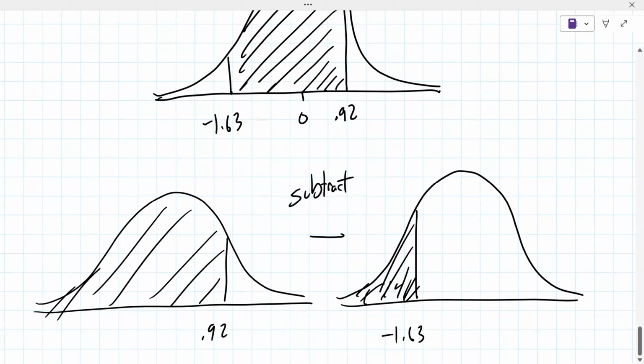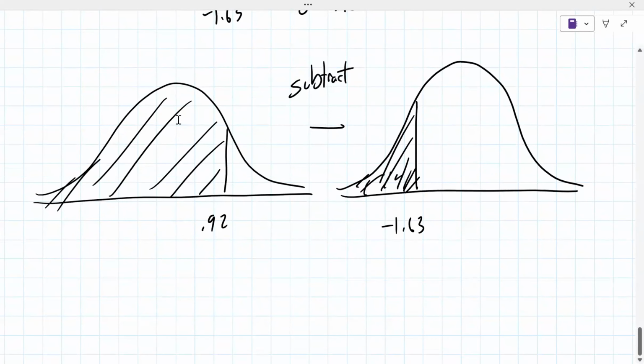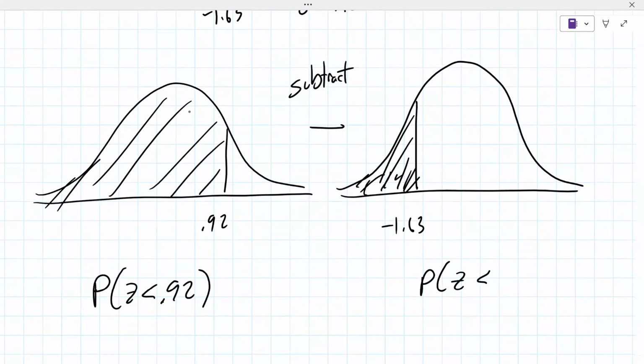So then, how do you use the table with that? Yeah, we're going to find the area left of 0.92. Then we're going to find the probability that z is less than minus 1.63, and we're going to subtract them.